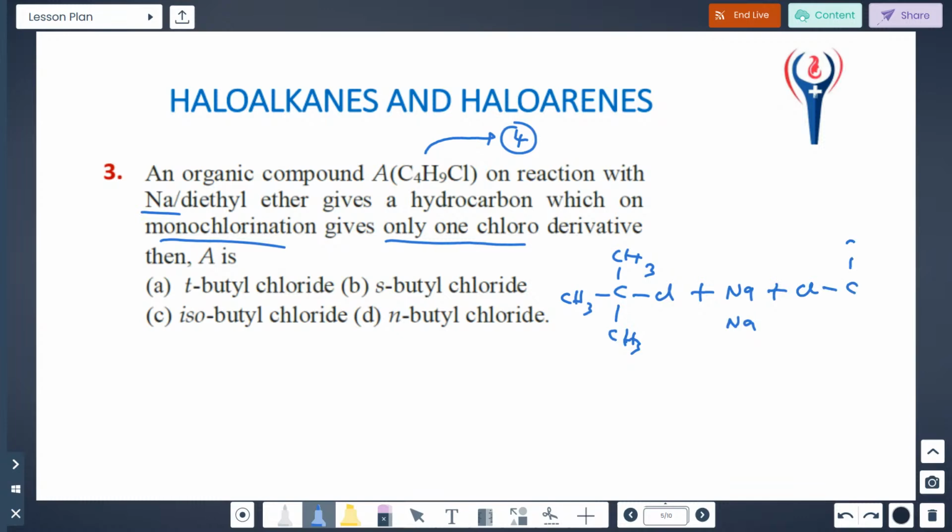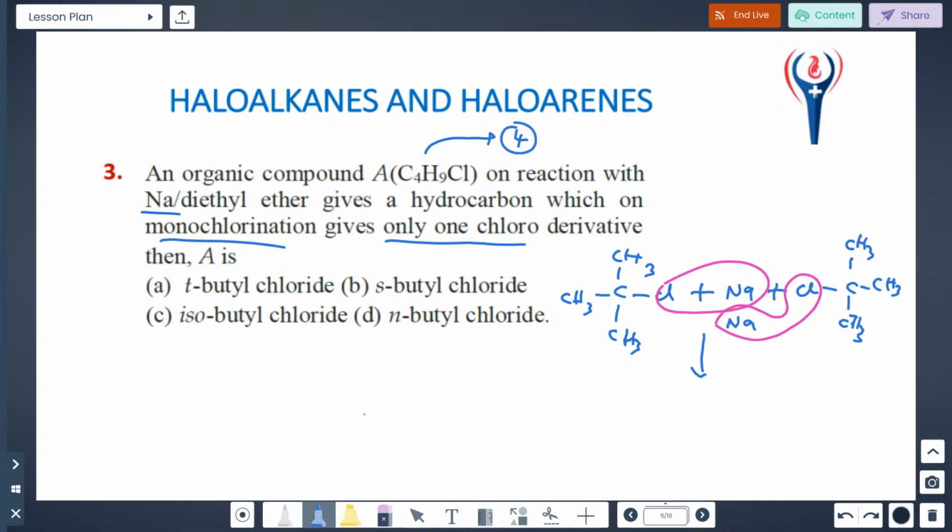Here CH3, here also CH3, here also CH3. The reaction takes place in presence of ether medium. So you know that one hydrocarbon is obtained. NaCl will be removed here, and here also NaCl will be removed. So remaining this group, the carbon-carbon linkage takes place.